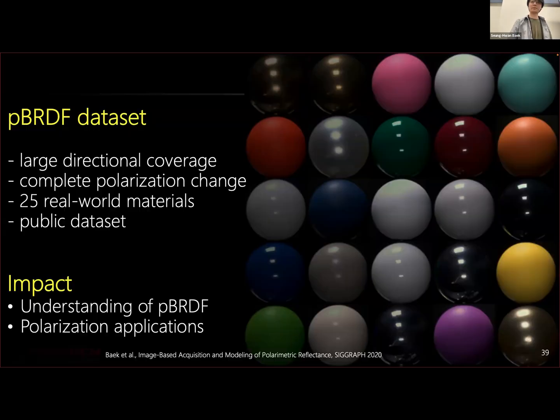If you want to know more about the details of ellipsometry with rotating retarders, there are some references on the bottom. But with this ellipsometry technique, what we did is we captured the first PBRDF dataset that exhibits this large directional coverage and complete polarization change on 25 real-world materials. If you multiply 3 days by this, it took almost 2 months to capture. We can use it for understanding what the PBRDFs of real-world materials are, and also how we could utilize it for some applications that are still under investigation.